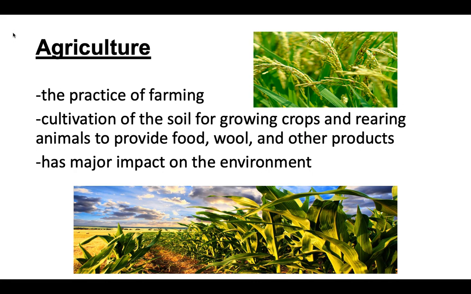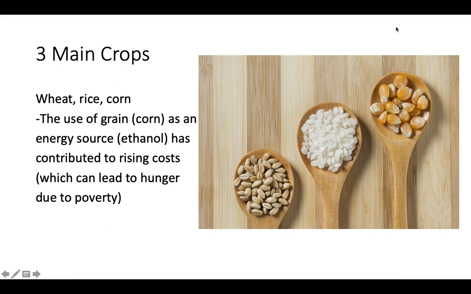And agriculture has a major impact on the environment. That might not be something you think about right off the bat, but it definitely does. Even something as small as the greenhouse that I'm doing at the school has an impact on the environment. Just about everything that we do agriculturally has some sort of impact, whether it be positive or negative. The three main crops that are grown around the world are wheat, rice, and corn.